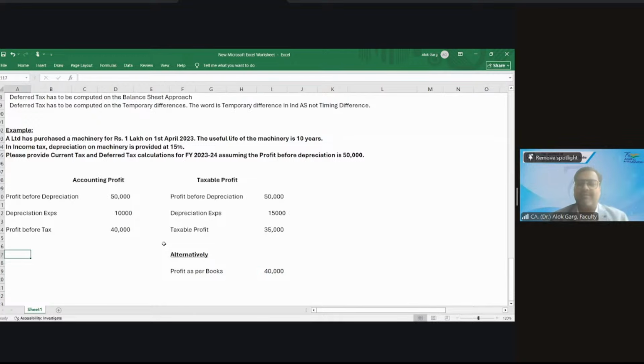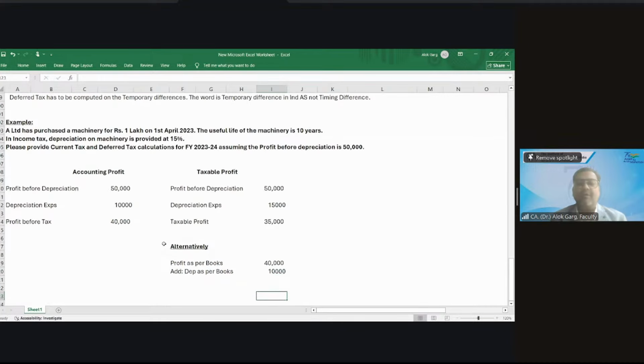Before depreciation it was 50,000, but before tax your profit as per books is 40,000. Add what? Depreciation as per Companies Act or as per books. Right? Yes, sir, we do it like that only. Depreciation as per books, you will add back. What you will deduct? Less.